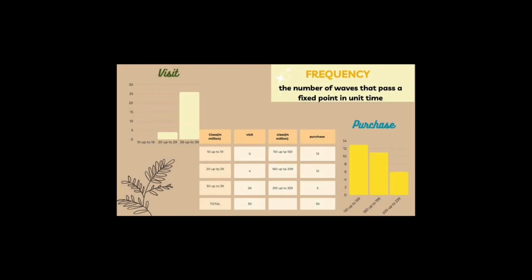low class interval. This is the frequency, the number of waves that pass a fixed point in unit time. So when we see the first chart, number of visits, we can see when 10 up to 19 we don't have visits, but when 20 up to 29 we have 4 visits, and 30 up to 39 we have 26 visits. For the number of purchase, we can see at the second chart, 110 up to 159 we have 13 purchases. When 160 up to 209 we have 12 purchases. And when 210 up to 259 we have 5 purchases.